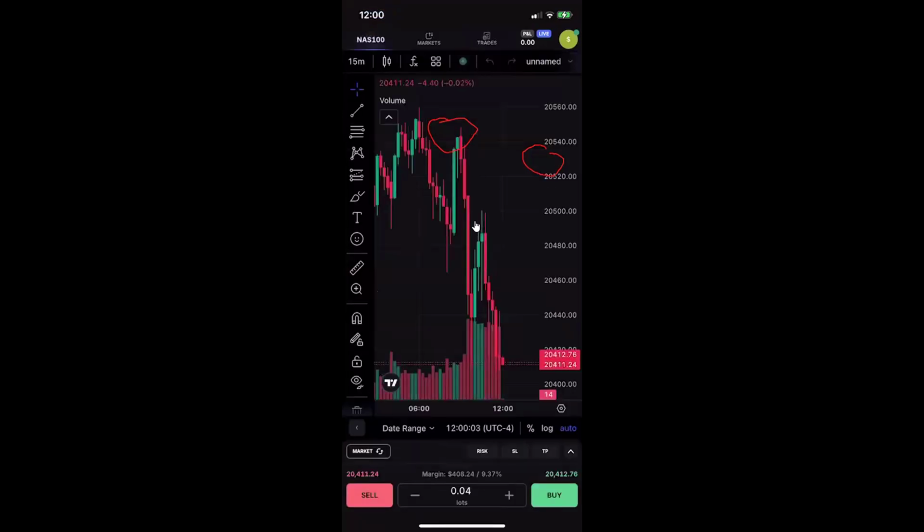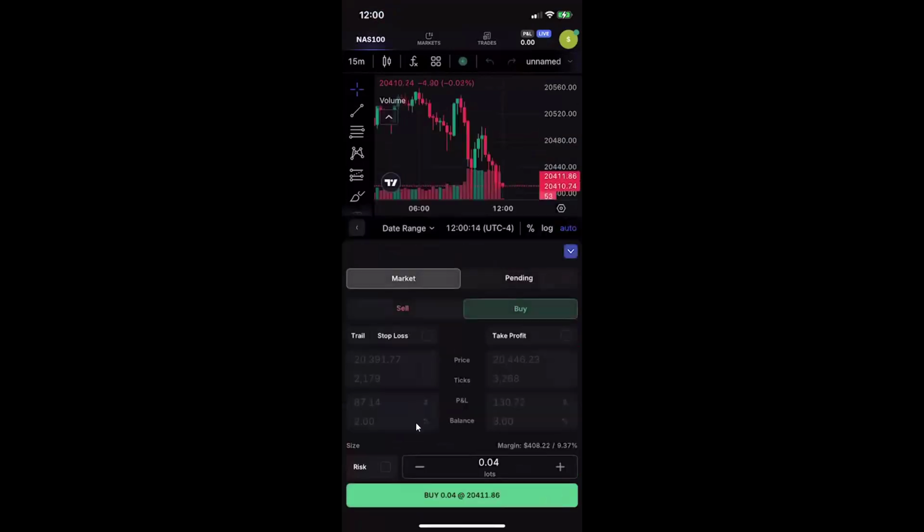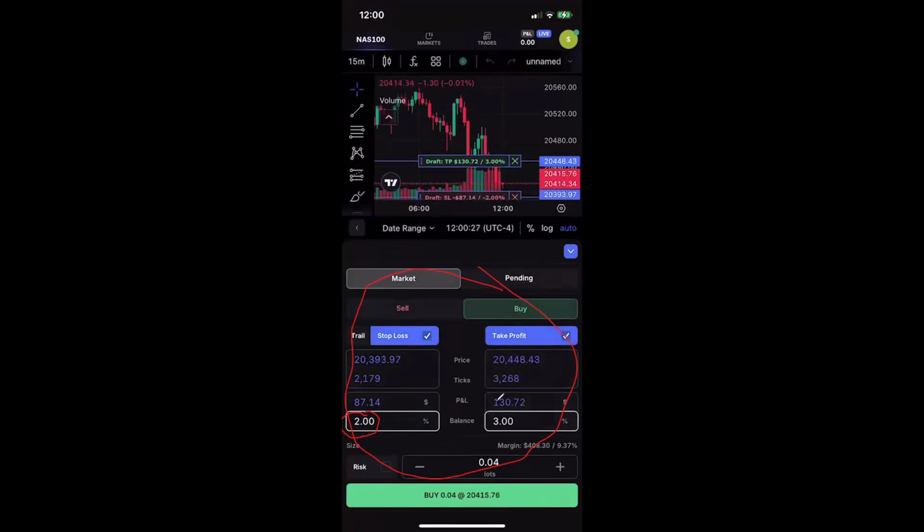So let me erase all of these real quick here, and I'll explain this for training purposes. Down here, we had a risk calculator. For the buy, I made sure that I was only risking 2% of my account. And then the goal was to make 3% of the account, 3 to 4%.